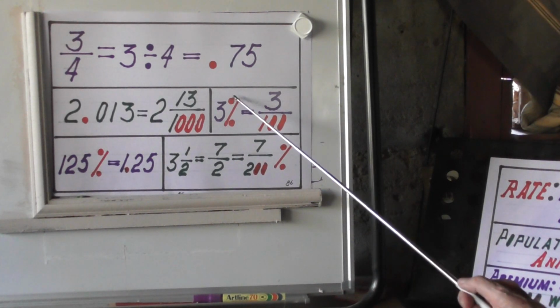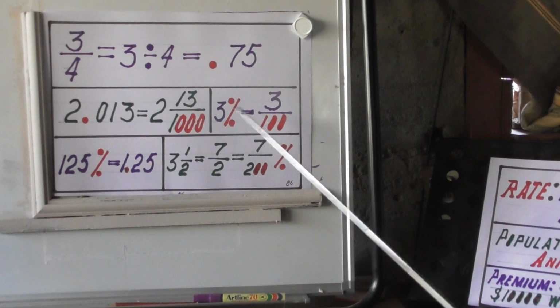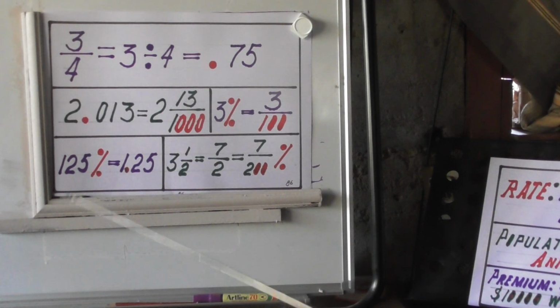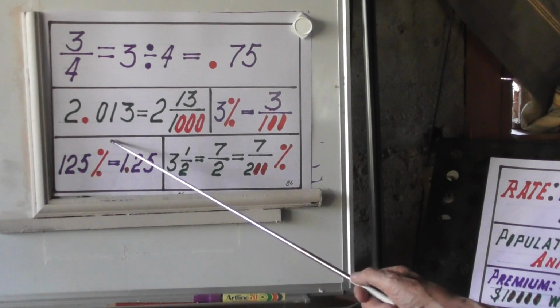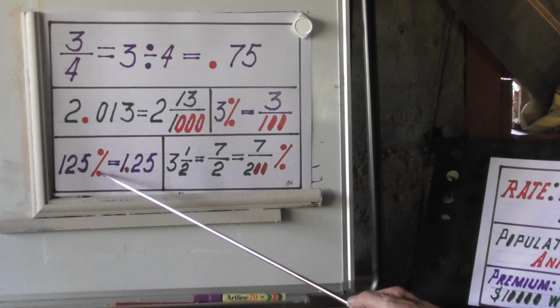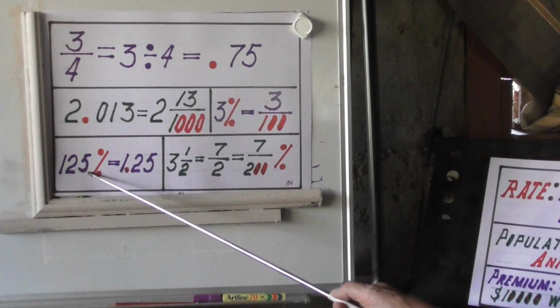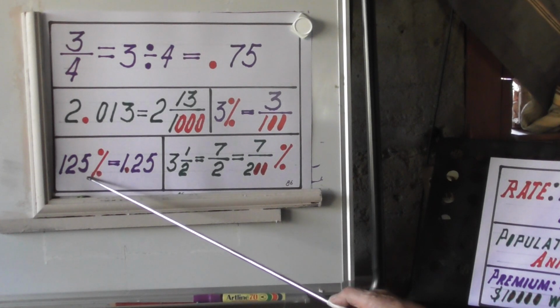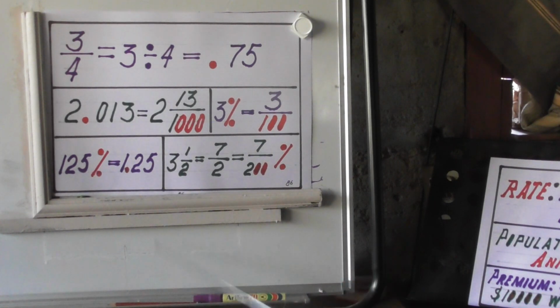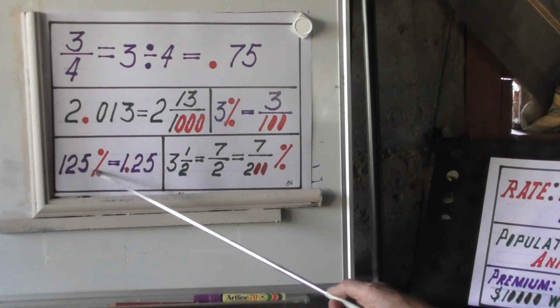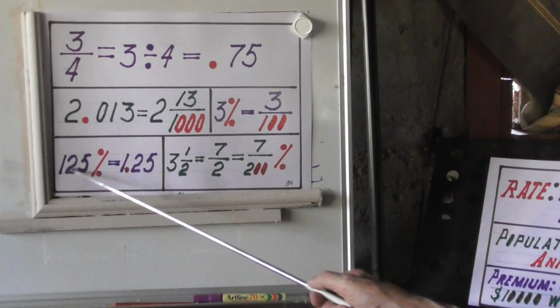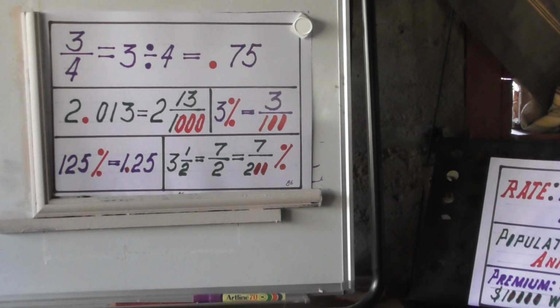3% means 3 on 100. 125%, 2 places back. The calculator puts the dot here, the decimal point. But in ordinary writing we don't. So you have to think it here. 2 places back, 1.25.